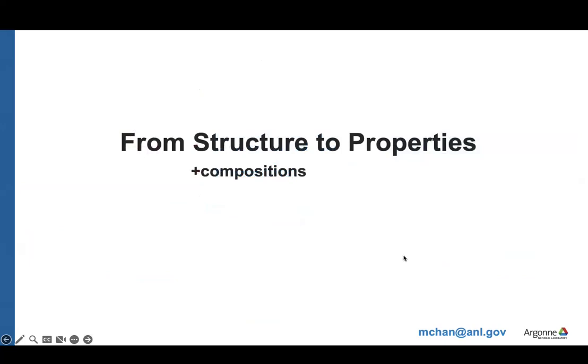There are different aspects of the work we do. One of them is from structure to properties, so starting with structure and determining properties. That's very much in line with what Murat has been talking about in terms of AI material design and prediction.